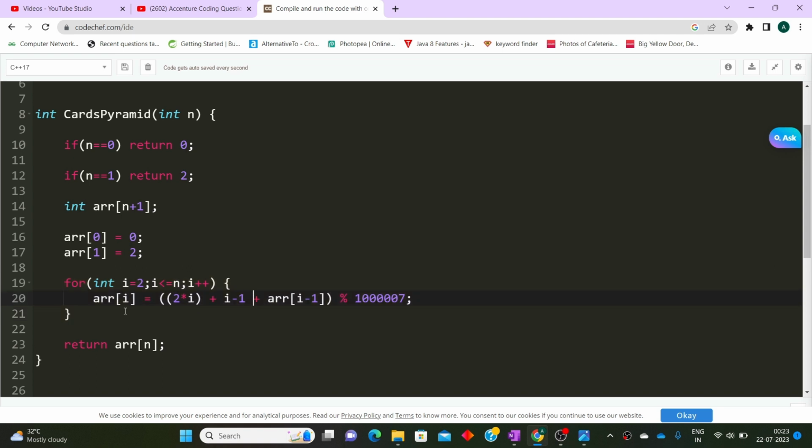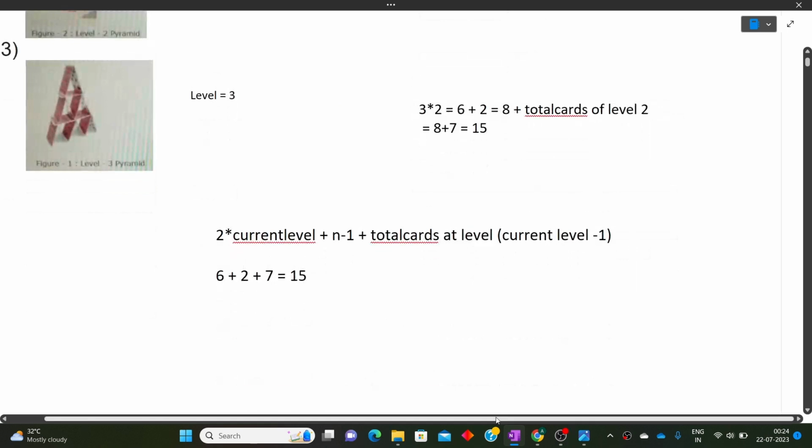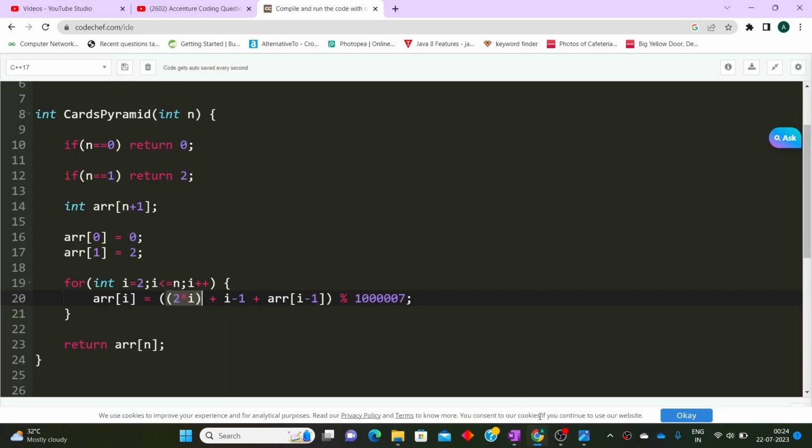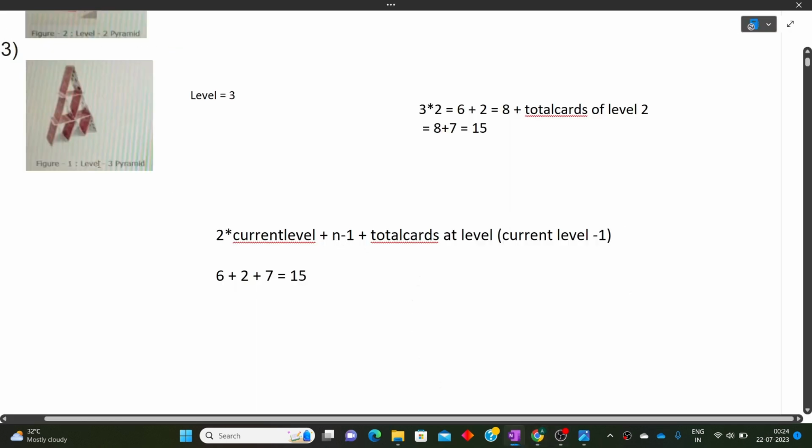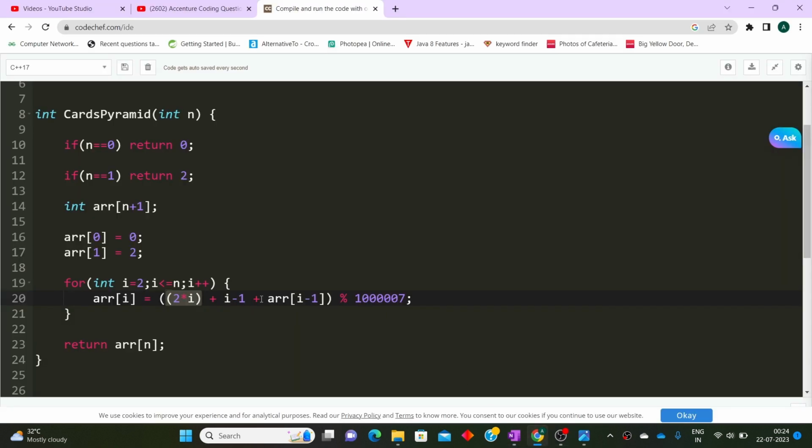Okay, and now for every iteration what we'll do, we will find the total number of cards that are required for forming the pyramid for the current level, that is for the ith level. So as I've told you, it is the simple equation that we'll be using. 2 into current level, that is 2 into i, plus i minus 1, that I told you, n minus 1, that are the horizontal cards. Okay, plus the total cards at the current level minus 1, that is the total cards at the level 1 before. So therefore arr of i minus 1.